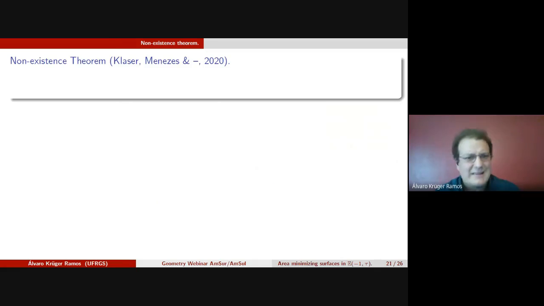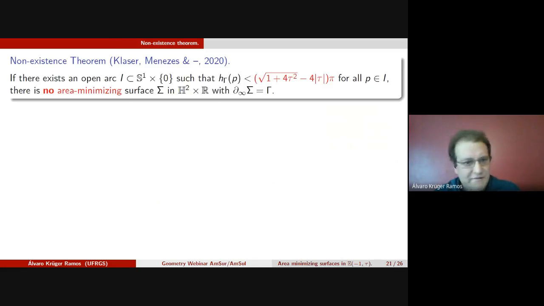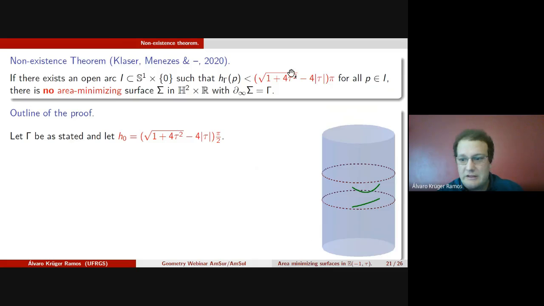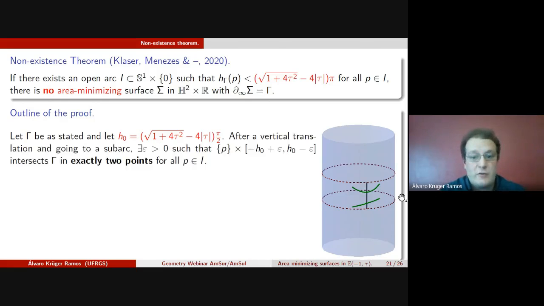So in the last 5 minutes, I will go really fast. I want to give you an idea of the non-existence theorem, and more importantly, I want to give you an idea why we have this -4 times the absolute value of tau here. So the outline of the proof is simple. We take a gamma as stated, and this number, which is half of this height, so we can think that above is H0 and below is minus H0.